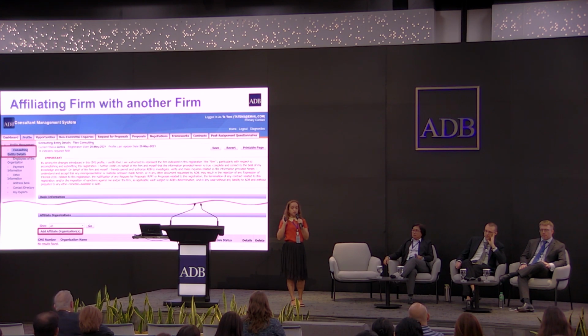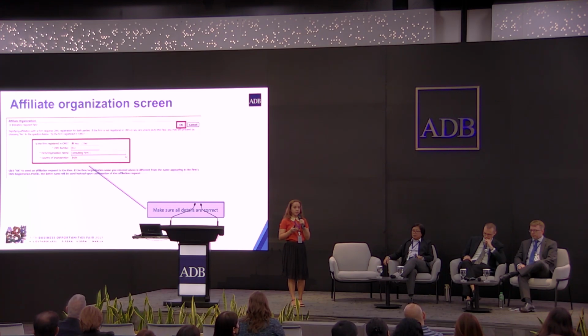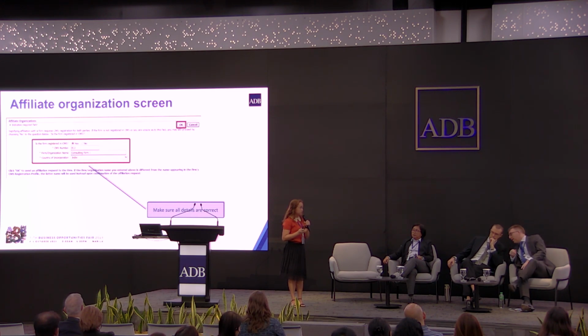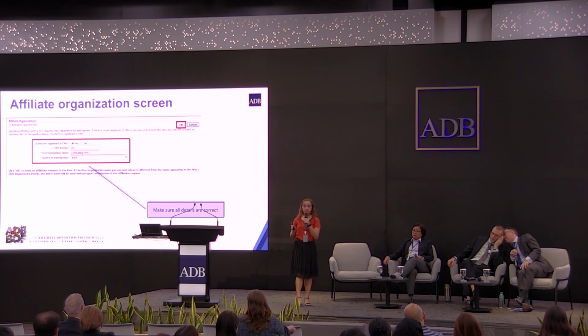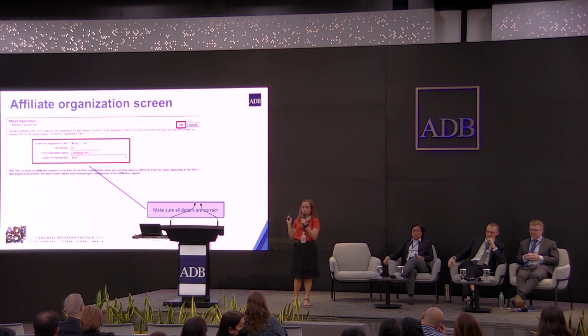So under the consulting entity details, just scroll to the affiliate organization section and then click Add Affiliate Organization. And then once again, provide the information like the CMS number, the firm or the organization name, and the country of incorporation. We cannot reiterate it enough. Just make sure that all the details are correct, because if you do not input the correct information, then maybe that firm or the key expert will not be receiving the request for the affiliation. So make sure all the information is correct, and then click on OK.